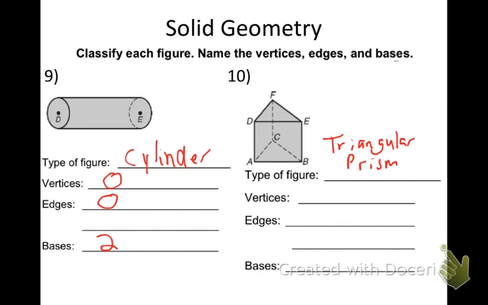How many vertices does number 10 have? 6. How many edges? 9. Is that right? There are 9. 1, 2, 3, 4, 5, 6, 7, 8, 9. There's 9 of them. And then how many bases are there?